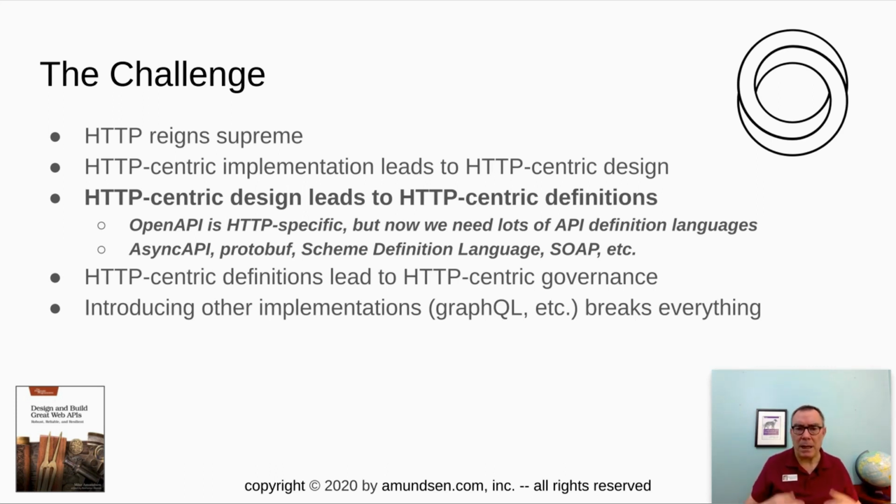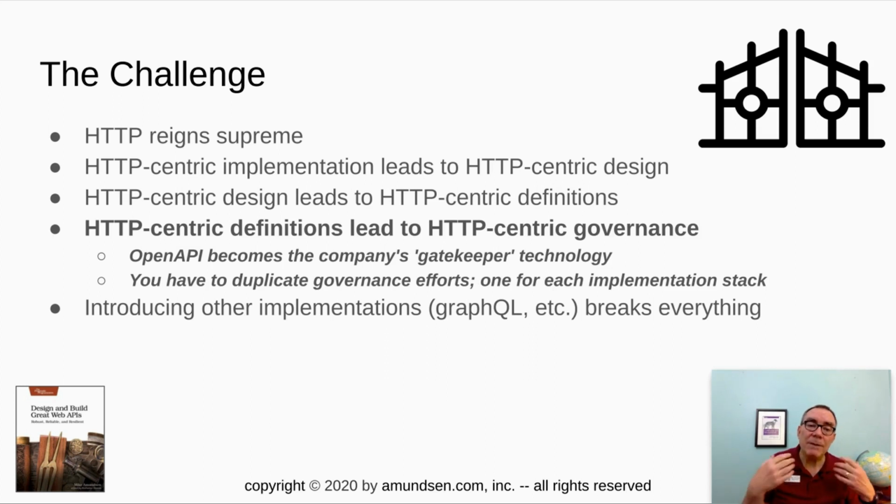land. AsyncAPI, Protobuf, Schema Definition, SOAP, these are all parallels to OpenAPI. Not competitors, but parallels. They're the same kinds of things, but in different spaces. So it turns out that when we keep defining things through an OpenAPI, we keep trying to define things through HTTP. That's the governance we create. And we end up creating this sort of gatekeeper system where you need an OpenAPI definition in order to get into the company catalog, in order to get past review, in order to get credit for creating your API.